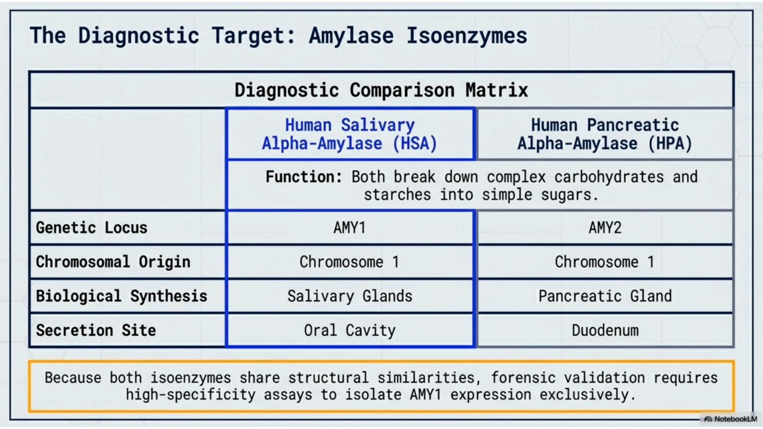The diagnostic target for saliva is human salivary alpha-amylase, or HSA. HSA, which originates in the salivary glands, must be isolated from human pancreatic alpha-amylase, which shares structural similarities. High-specificity assays are required to exclusively isolate HSA.